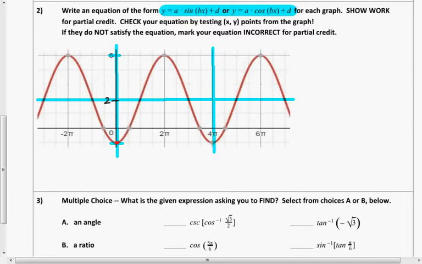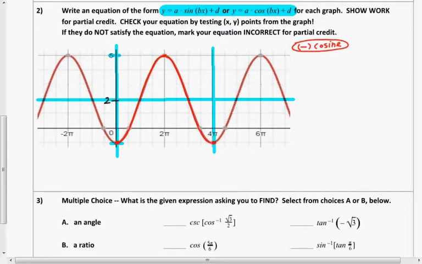So here's the curve to analyze to decide, is this a sine or a cosine? It's starting at a minimum down here. Okay, it's a reflected cosine, isn't it? So the first thing I'm going to write is that I recognize this is a negative cosine.